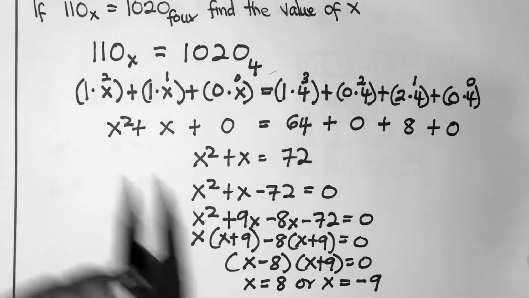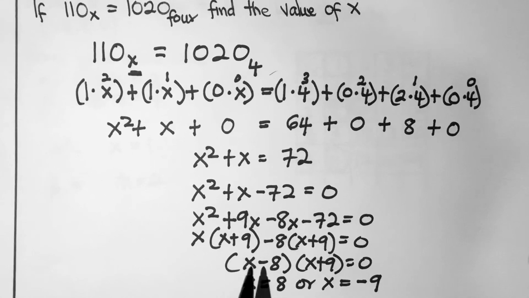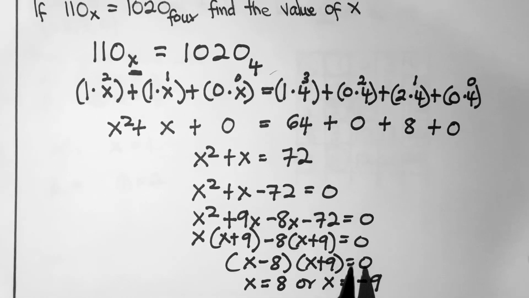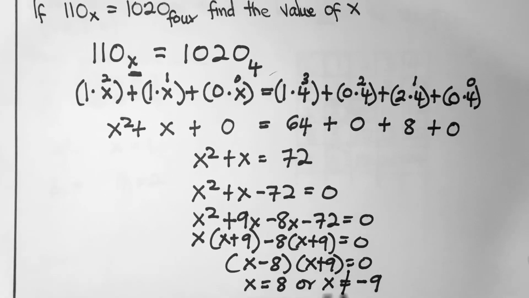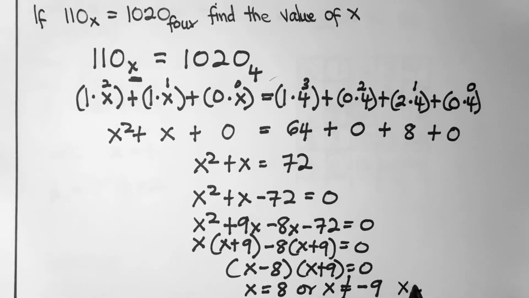Nonetheless, in number bases, we don't allow the base to be a negative number. x must always be greater than 0. And therefore, x equals minus 9 cannot stand. So the true value of x is x equals 8.